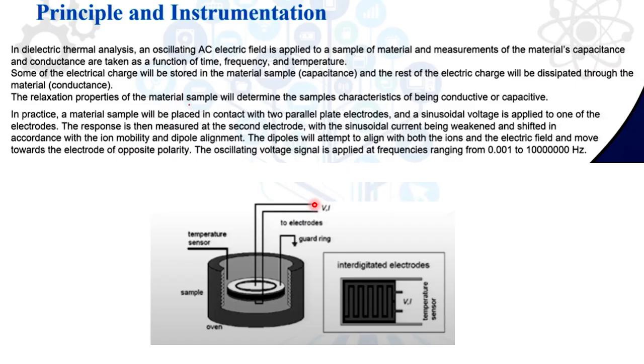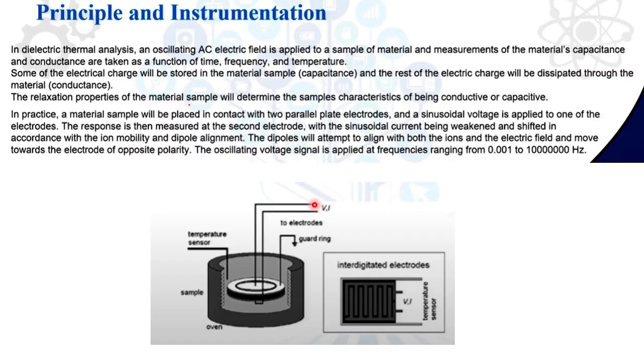Some of the electrical charge will be stored inside the material, that is the capacitance part, and the rest of the electrical charge will be dissipated through heat, that is the conductance part. The relaxation properties of the material sample will determine the sample characteristic of being conductive or capacitive.